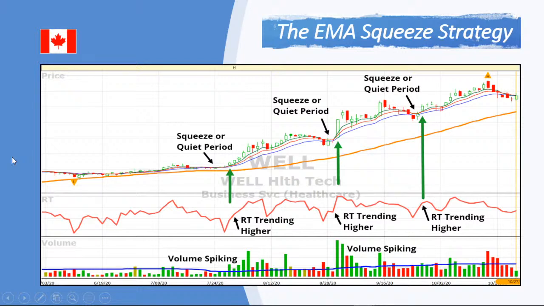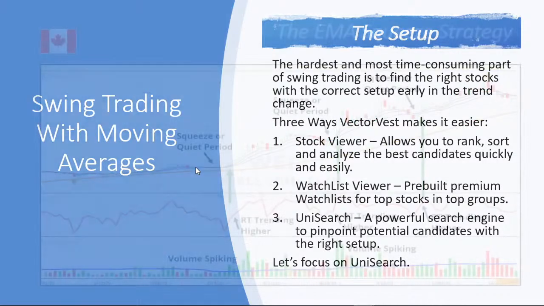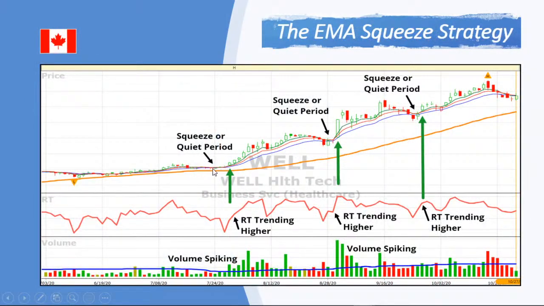So whether we're looking at a Canadian stock, which we're looking at here, WELL, it doesn't matter. The stock doesn't matter. It's the technique that's important for you to understand and get familiar with, because you're going to apply the technique to any market that you trade. So here was the squeeze, the quiet period. Look at that RT during that quiet period, trending lower. RT reverses course, starts to trend higher. Price does as well. Price is already above the 50-day moving average.